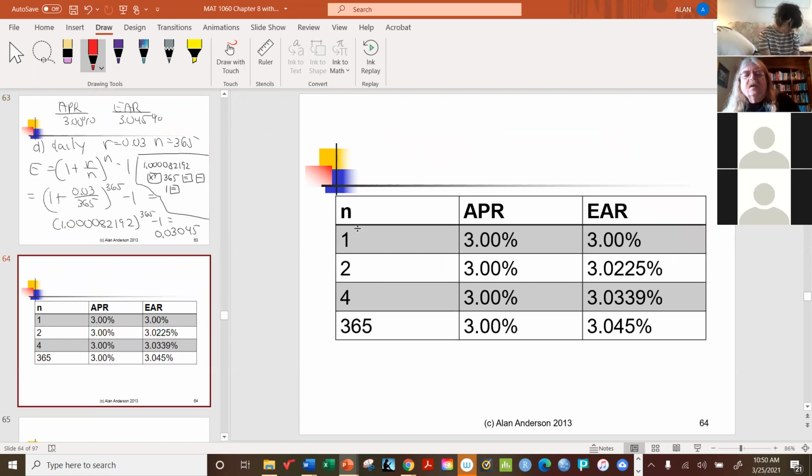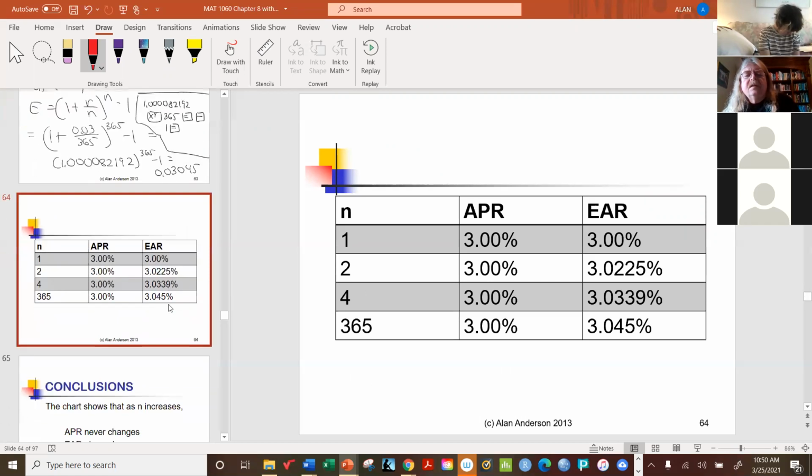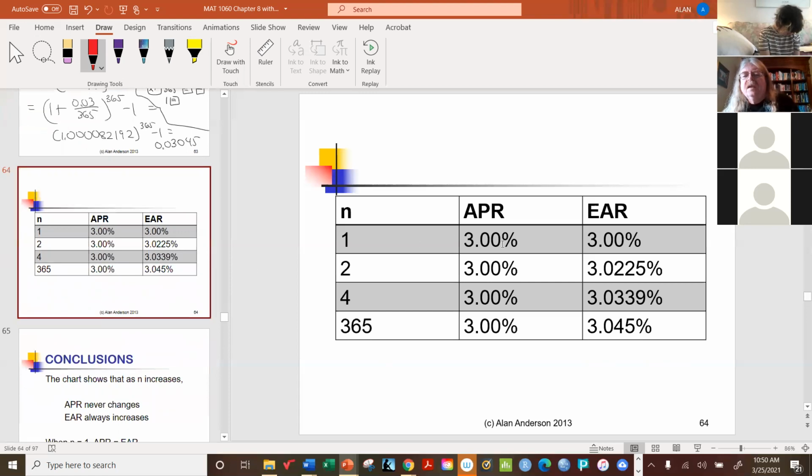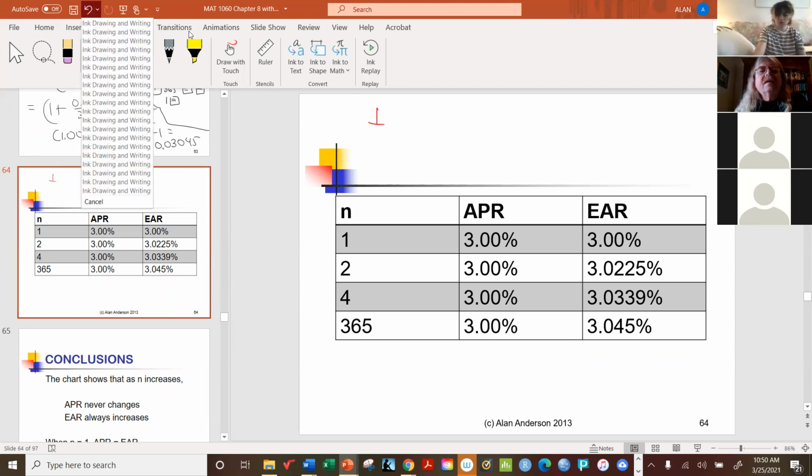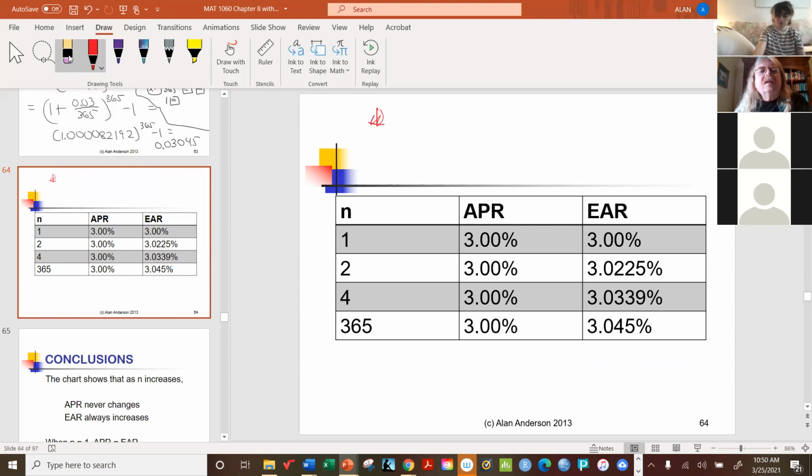And so I've got the 4 compounding frequencies on the left. The APR, if you notice, never changes because it's based on simple interest. And if you remember the formula for simple interest, I equals PRT does not contain the letter N. It is not part of the calculations for simple interest.